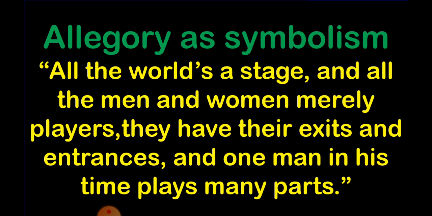Allegory as symbolism. Sometimes symbolism takes the form of a literary tool called an allegory. An allegory is an extended use of symbolism and metaphors. A story, a poem, or even a whole book can be an allegory, and the symbolism will permeate throughout. One example of an allegory is the monologue from Shakespeare in his play As You Like It.